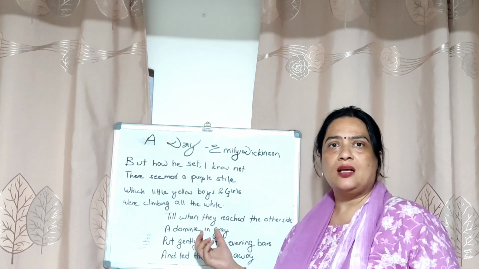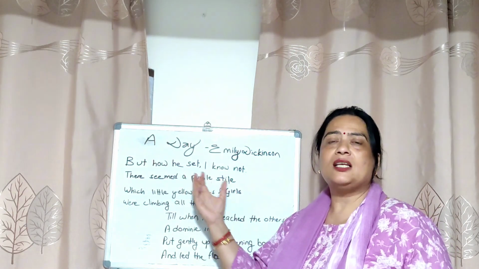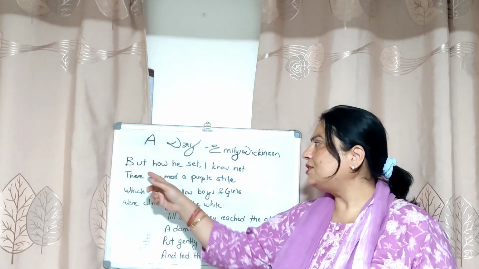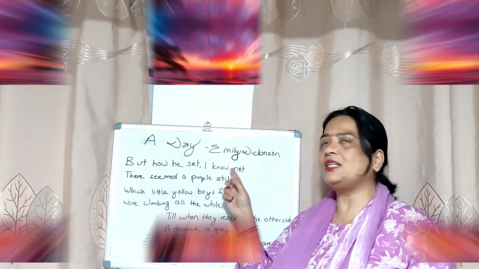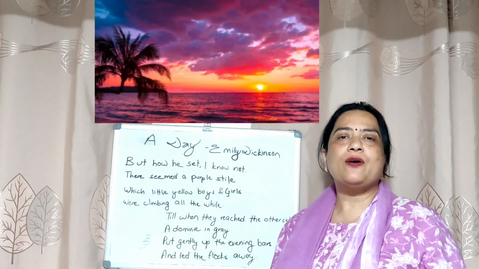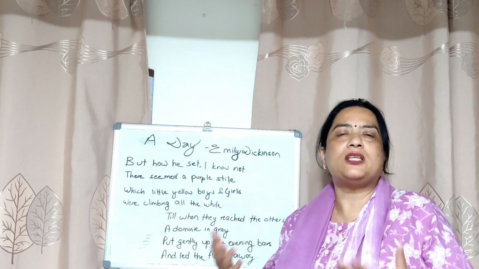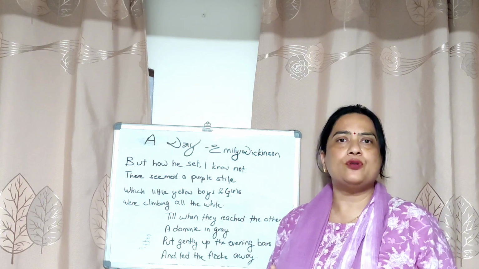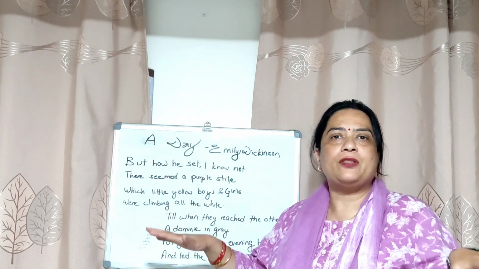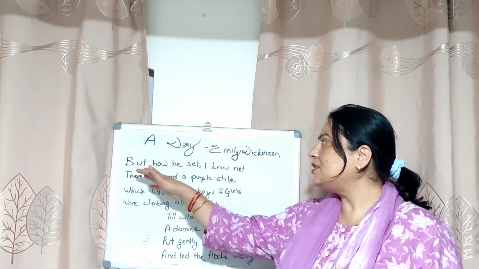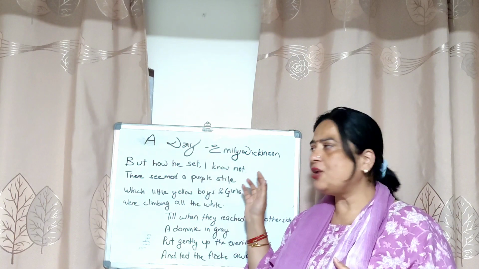But in this second stanza, the child is unable to describe. That's the reason he begins the stanza, but how he said, I know not. I can tell you everything in a confident way about the sunrise, but I'm a bit confused about what happens when nature is enveloped with darkness. That's the reason he says, but how he said, I know not.